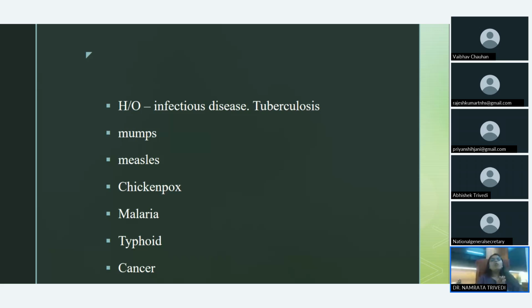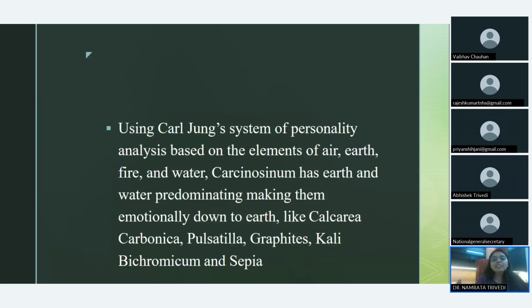Okay. Now we can look at it using Carl Jung's system of personality. Carcinosin has earth and water predominantly, making Carcinosin very down to earth, a very realistic, very practical patient, like medicines such as Calcarea carb, Pulsatilla, Graphites, and Kali bichromicum.